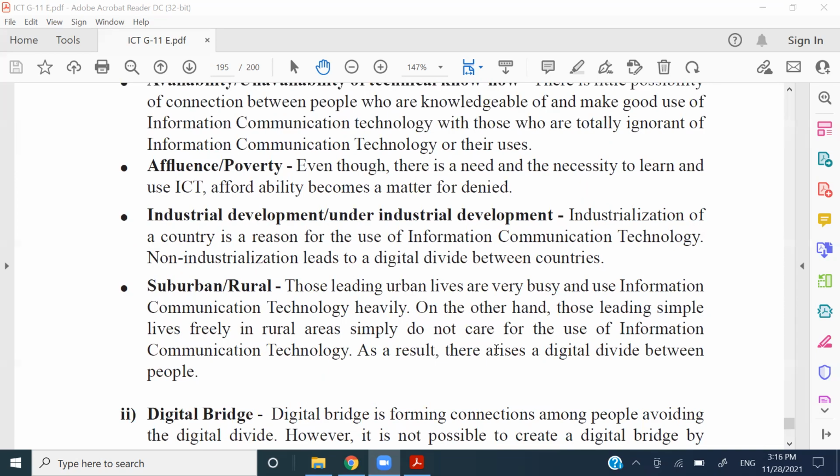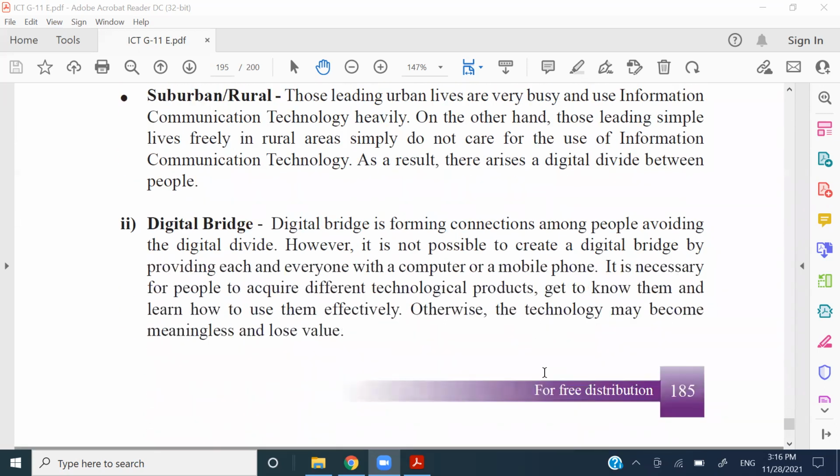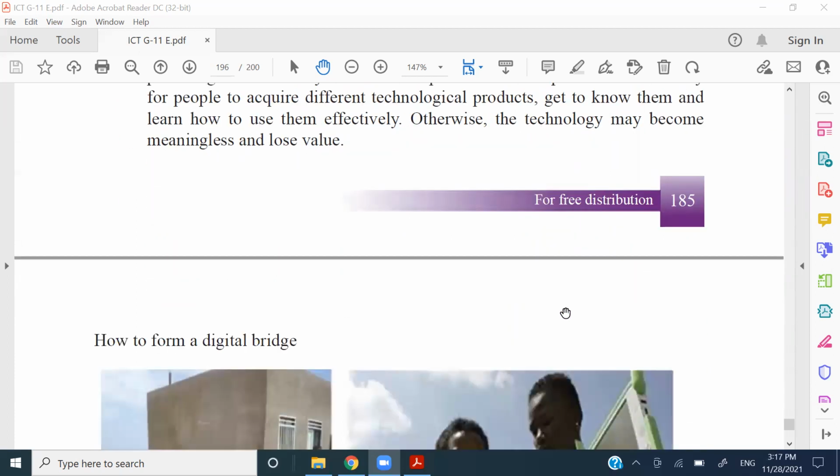So these kinds of factors cause the digital divide, and we have to create a digital bridge to reduce, minimize, or get rid of this digital divide. So we are creating a digital bridge, right? The digital bridge is the concept which minimizes the digital divide, letting the ICT-disabled people, or the people who have no chance or less chance with ICT, get more chance with ICT, right? So a digital bridge can be built in several different ways, right?